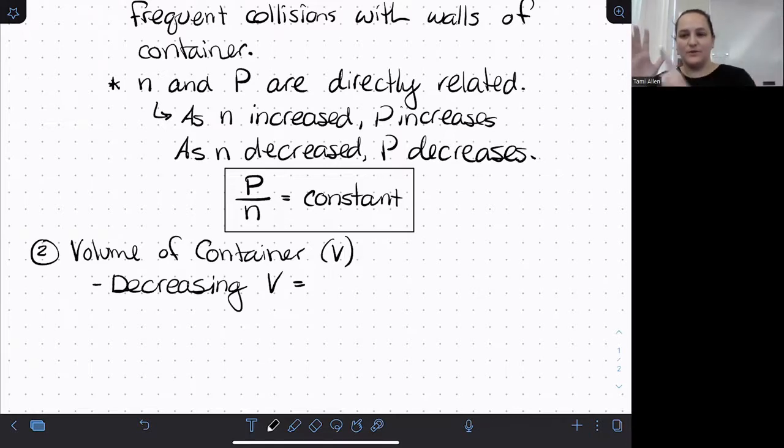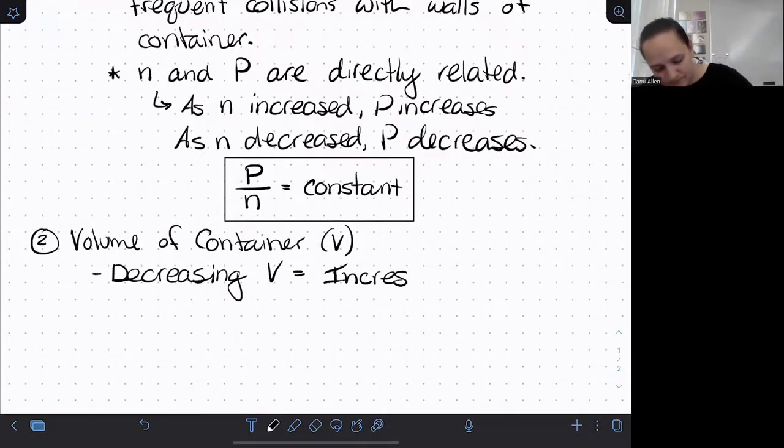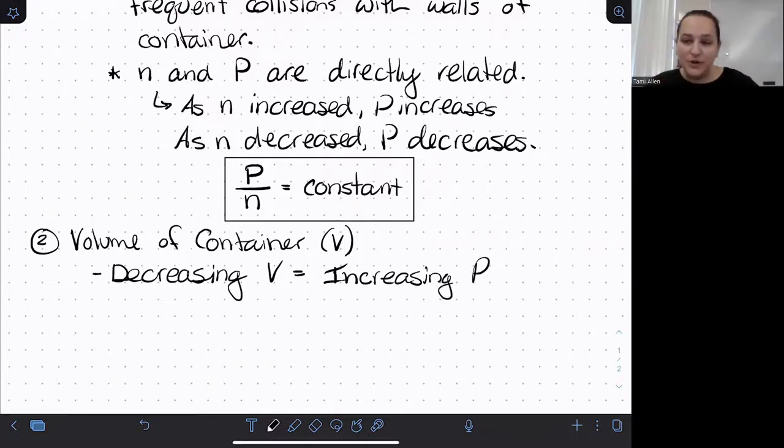They're going back and forth between the walls every so often, moving at some speed. If all of a sudden my container is half the size and they're moving at the same pace, they're going to hit the walls twice as often because they don't have as far to go. They're going to hit the walls more frequently. So that means we're going to get more collisions and therefore more pressure. So decreasing the volume means you are increasing the pressure, again, if everything else is held constant, talking now about the same number of moles of gas under the same conditions.